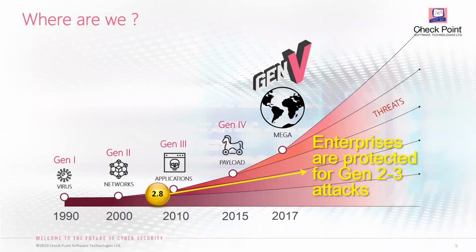Checkpoint started in 1993 as the first firewall vendor. Now, attacks have evolved into what we call the Gen 5 attacks. These are mega attacks done by nation states. They're attacks that are created from past events, past attacks that were created from before. And so no longer are we protecting just the firewall or internet security. We're getting attacked from all sides.